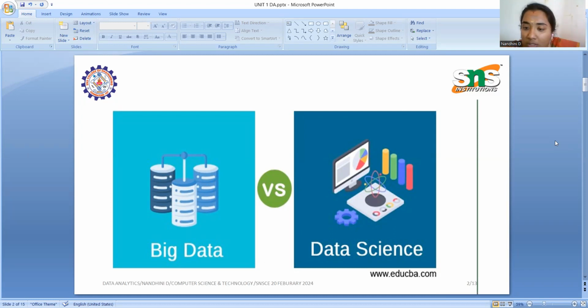Second one is semi-structured data. It is partially organized and it fits to JSON and XML types of formats. Third one is unstructured data. It consists of text or multimedia logs.